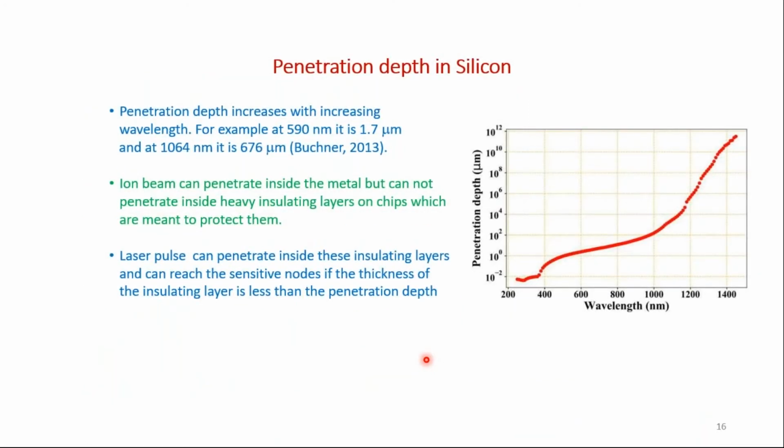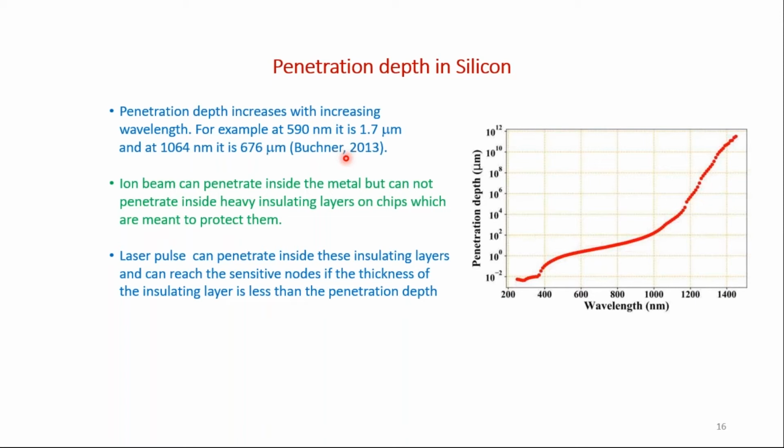Now let's talk a little bit about the penetration depth in silicon. It turns out that longer wavelengths penetrate deeper into silicon. Shorter wavelengths, not that much. For example, 590 nanometers only goes 1.7 microns, so it doesn't go any deeper than that. But at 1064 nanometers, it is 676 microns. This has implications in the case of backside illumination, which I'll talk about later.